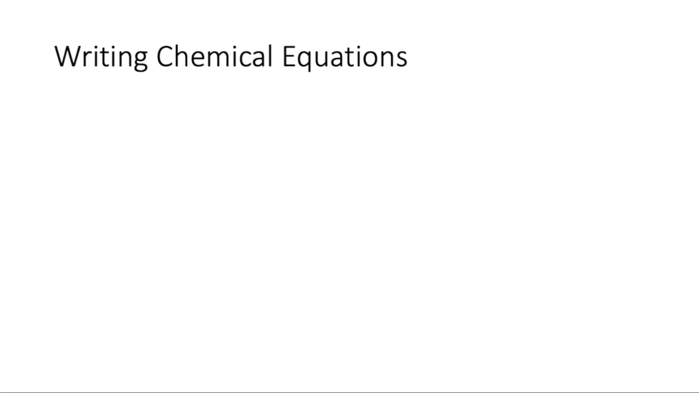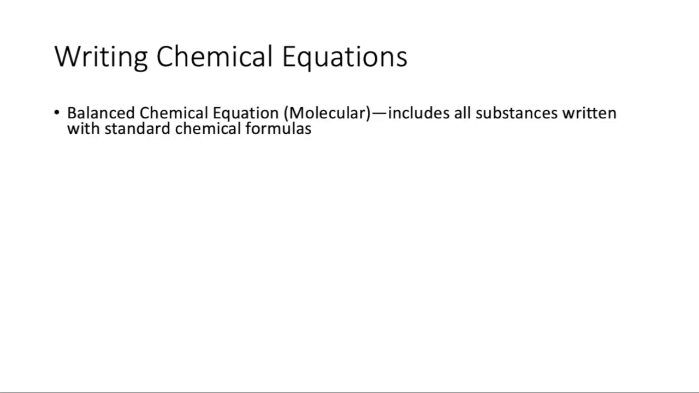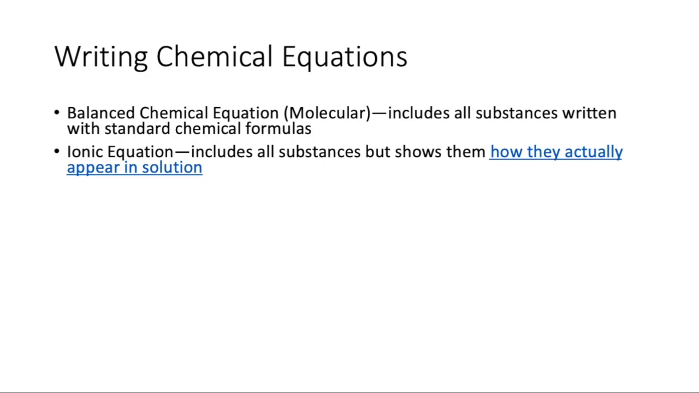So when you're writing chemical equations, the ones that you're used to seeing are what we call the balanced chemical equation, or the complete equation, or the molecular equation. And this includes all of the substances written with standard chemical formulas. We're going to talk today about an ionic equation, or a complete ionic equation, and this includes everything, but it depicts them in the symbols the way they actually appear in solution.